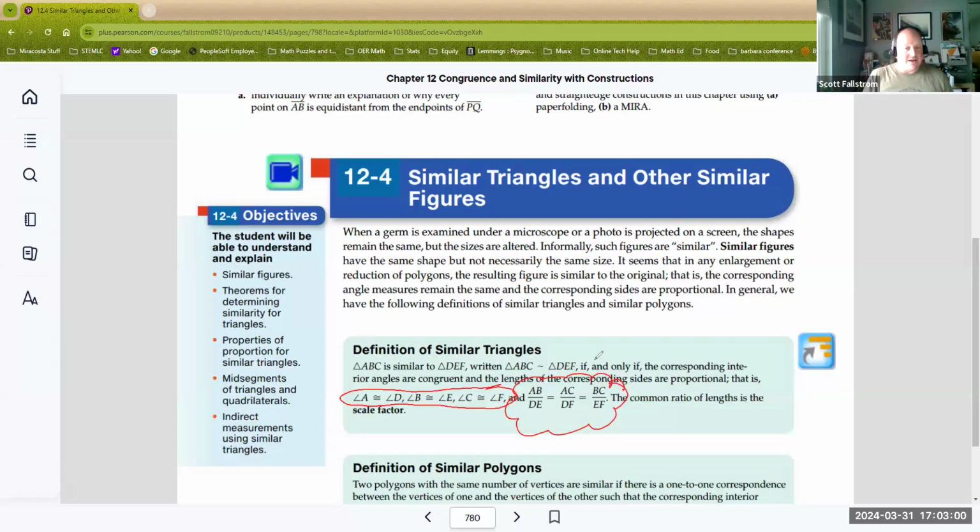Now, just to understand how this connection works. Similar means they have to be in proportion. So if something is congruent, then by definition, they will be similar. It's just that the ratio will be 1. Otherwise, if the ratio is not 1, then they will be similar but not congruent in terms of the shapes.